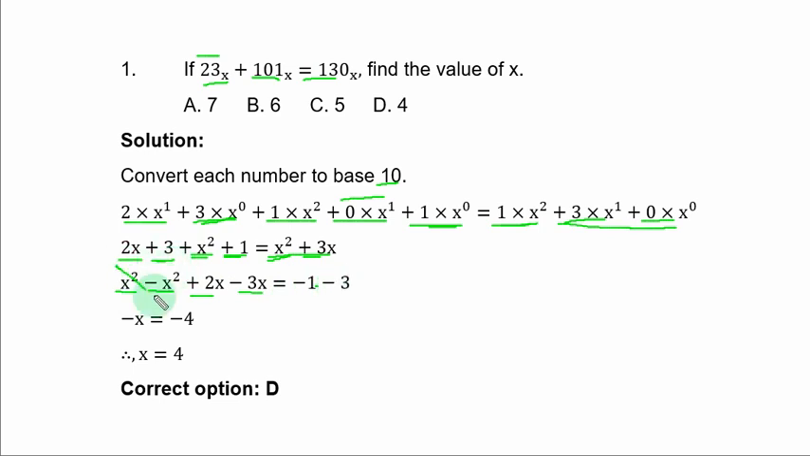s squared minus s squared is 0. 2s minus 3s is minus 1s, also written as minus s. Minus 1 minus 3 is minus 4. If you multiply through by minus 1, you have s equal to 4. Hence, D is the correct option.